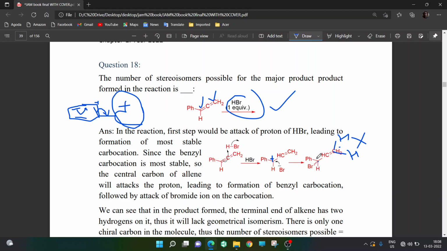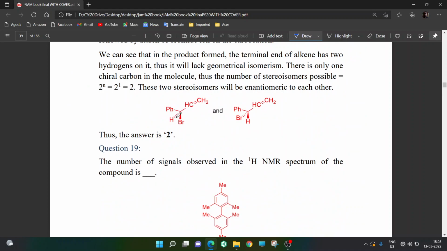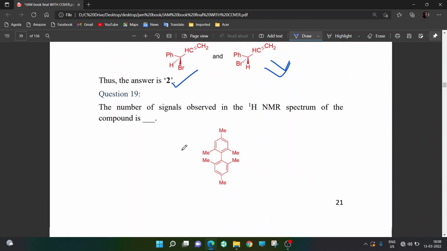You see here there is one chiral center, so we can have 2 to the power n number of stereoisomers. So 2 to the power n here is 1, so it will have 2, that is 2 enantiomers are possible. You can see here I have made one hydrogen away from the viewer, Br towards the viewer, and here I have changed it, so these two are 2 enantiomers. So the answer is 2.